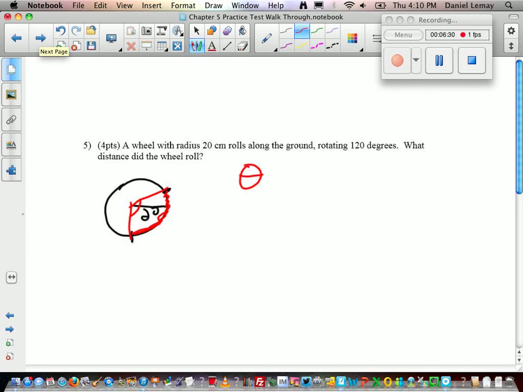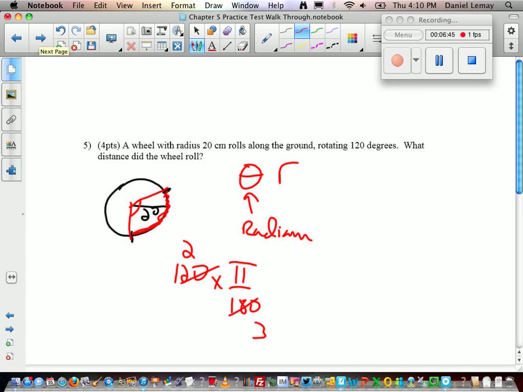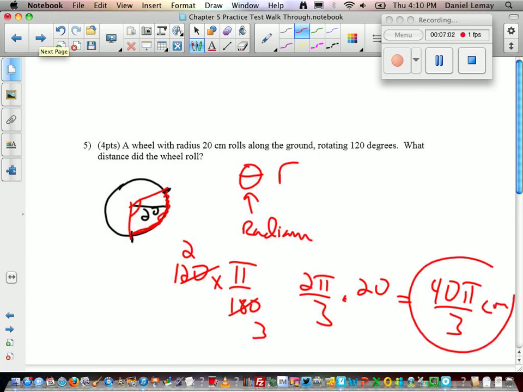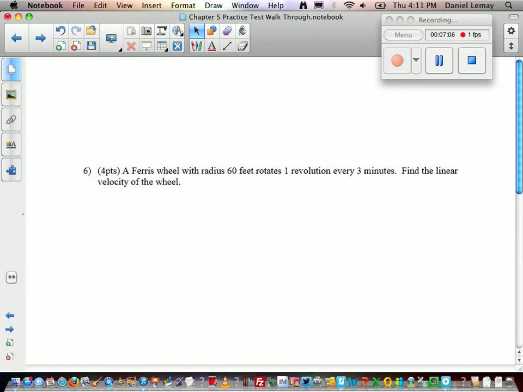So when on the board I told you to write down that arc length equals theta times r, but theta has to be in radian form. So 120 times pi over 180. I can take 60 out of both of those. So 2 pi over 3 times the radius, which is 20. So isn't that 40 pi over 3 centimeters? And since I can't use a calculator, I'm going to leave it that way.